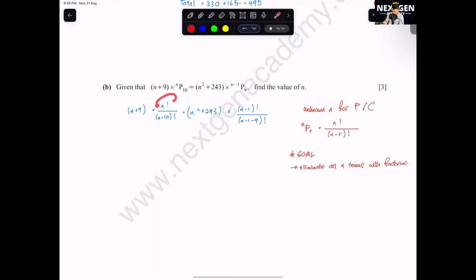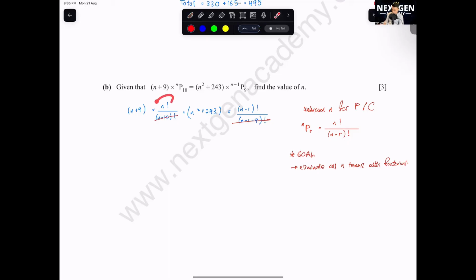So you see like here, this one, don't want. This one, don't want. This also don't want. So any factorial term with n, we don't want. n plus 9, all this still okay. Why we don't want? Because we can never get a value for this. So you see here, n minus 10 factorial, this is actually n minus 10 factorial also, so this one we can cut off.